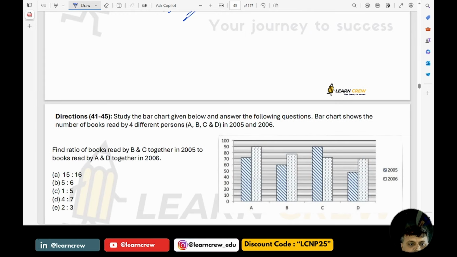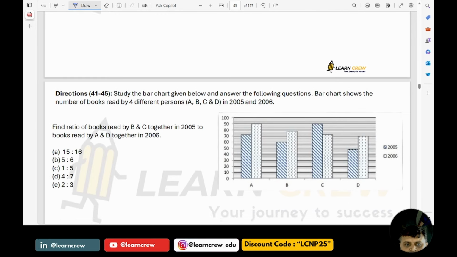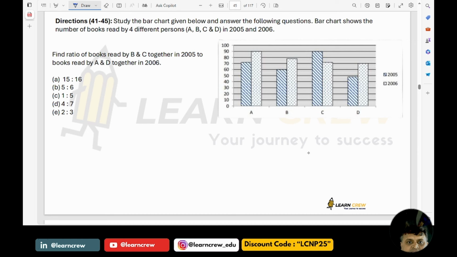Now next. Find the ratio of books read by B and C together in 2005 to A and D together in 2006. B and C in 2005, the sum is how much? It is 60 plus 90, divided by A and D in 2006. A it is 90, D it is 70. So 90 plus 70. So 150 by 160, which is 15 is to 16. Option A is correct. Next.